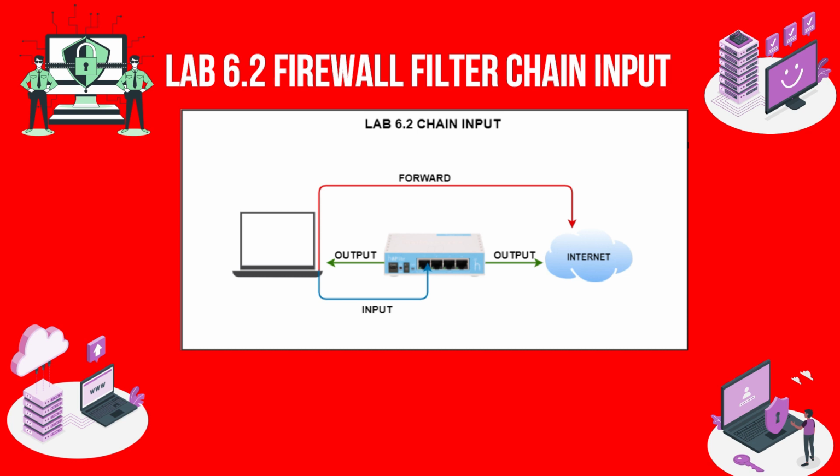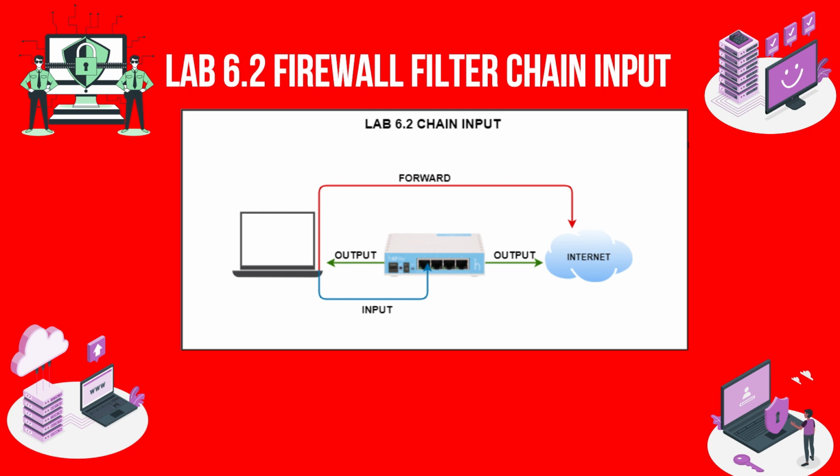Today we will learn about firewall filter chain input. The chain input function is for blocking packages that want to enter the router, from client to router. So the router will escape from dangerous packages and be more secure from other threats.